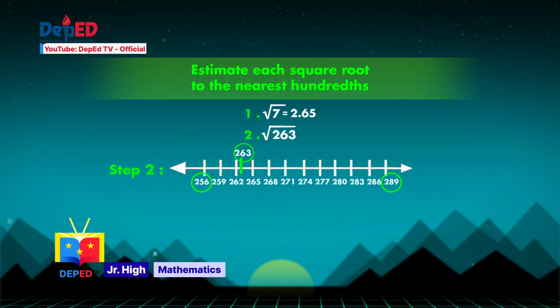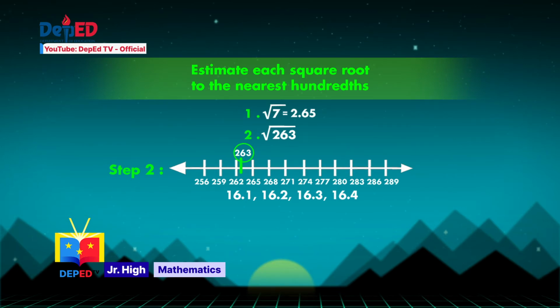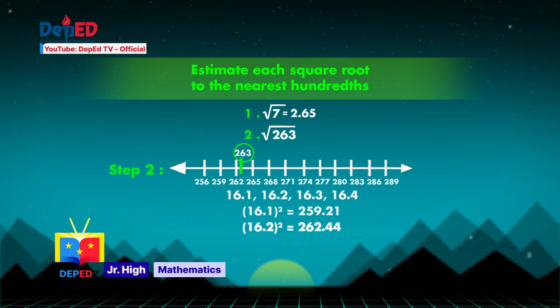Let's try 16.1, 16.2, 16.3, and 16.4. 16.1 squared is 259.21. 16.2 squared is 262.44. 16.3 squared is 265.69. And 16.4 squared is 268.96.